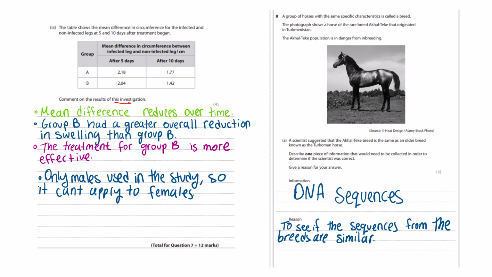Okay, so first of all is DNA sequencing. So the information is DNA sequences. They can take saliva from the horses, or they can take blood, they can take multiple things. The reason is to see if the sequences from the breeds are similar. DNA sequencing is going to produce different bands of DNA, and they're going to overlap them together to see what is similar and what is not.